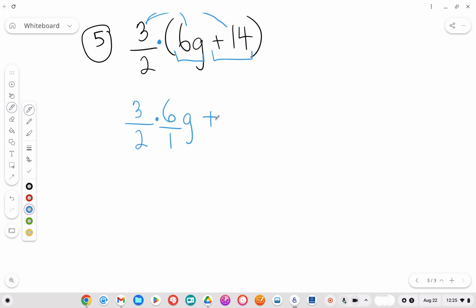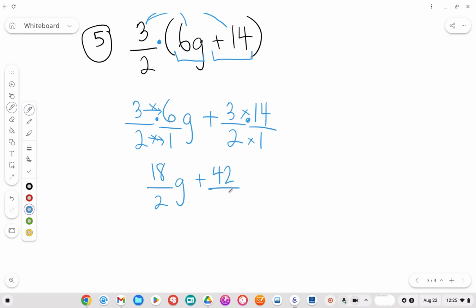Then I'm going to say plus 3/2 times 14. That's a whole number, so I'm going to put it over 1 so that I can do my fraction math. So remember, we multiply straight across when we do our fractions, right? So 3 times 6 is 18. 2 times 1 is 2. And then I'd say 3 times 14. Let's see, I think that's 42. And then 2 times 1 is 2. And now I can simplify this to say it is 9g plus 21. All right?